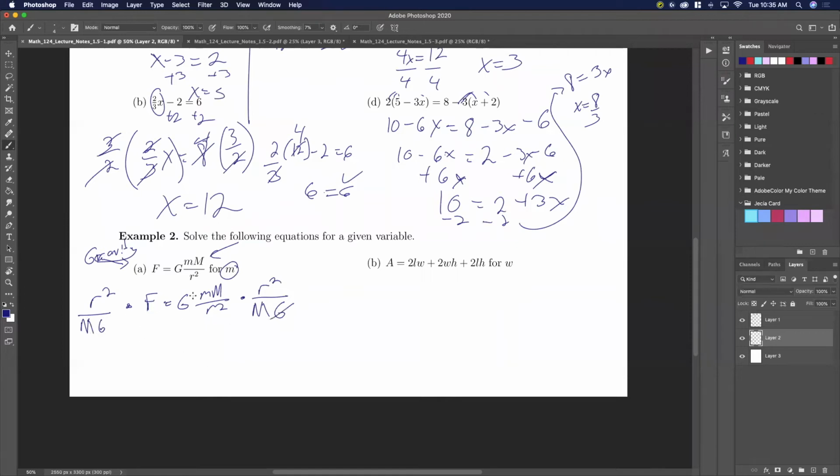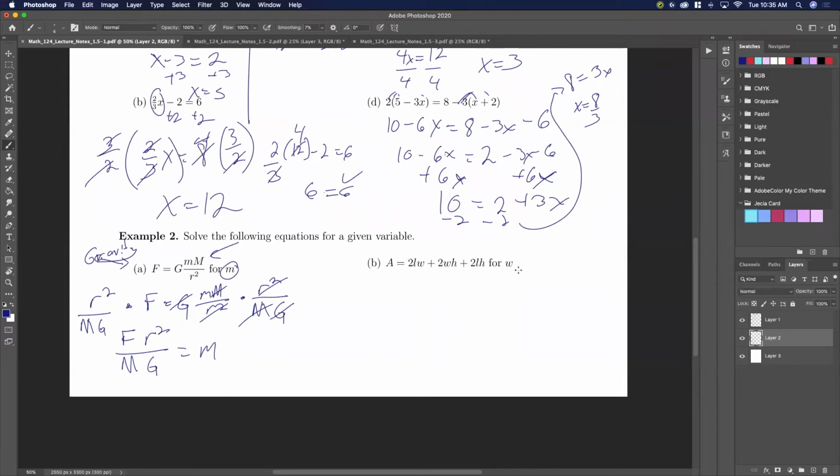So this G crosses out this G, the R squared crosses out this R squared, the big M crosses out big M. And so here I'm left with the force times R squared over big M G. Make that a little bit more like a G. Is equal to M.